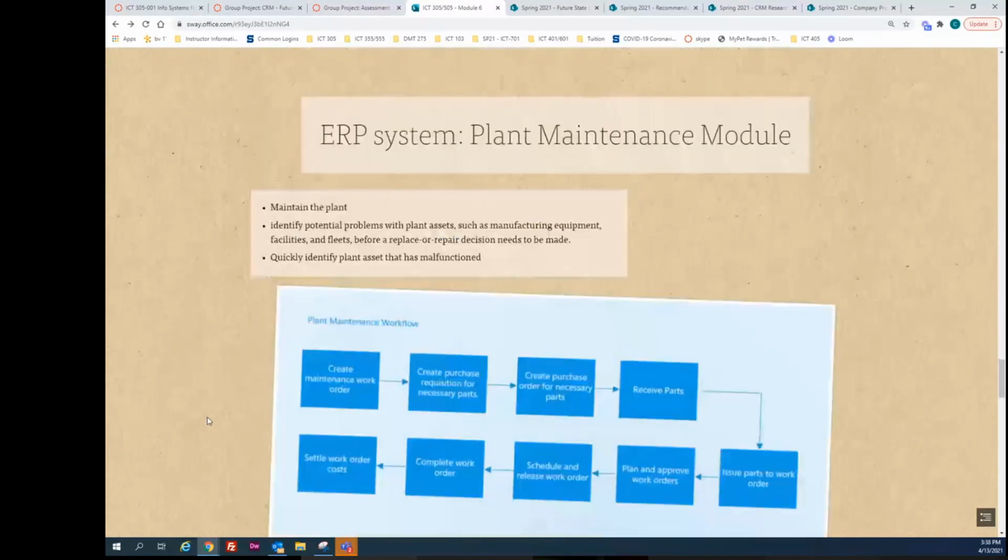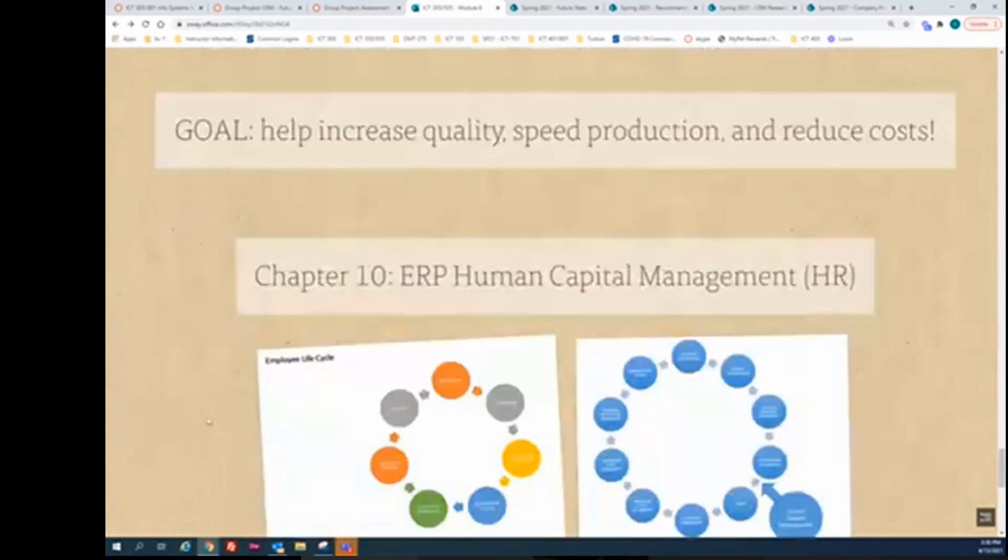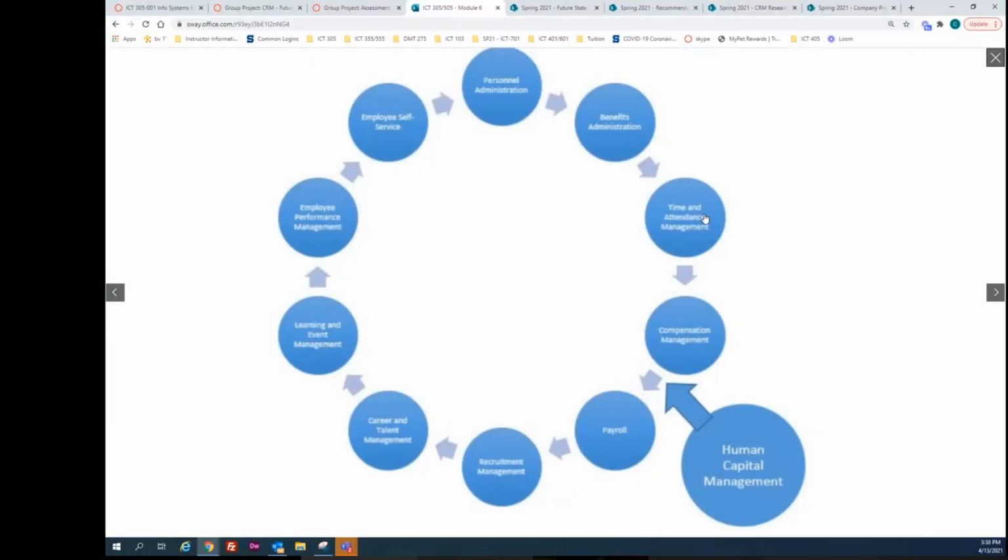Chapter 10 then covers human capital management, or HR. So again, just like supply chain management or financial management, human capital management, or HR, has a lot of things that go into it, right? We have all of these different things that happen, and I have them listed out here.